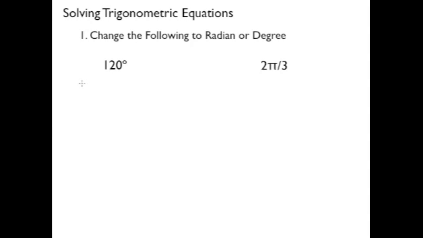So now we're going to solve some trigonometric equations. Number 1, change the following to radian or degree. So you all remember this equation: 360 over d, r equals 2 pi.